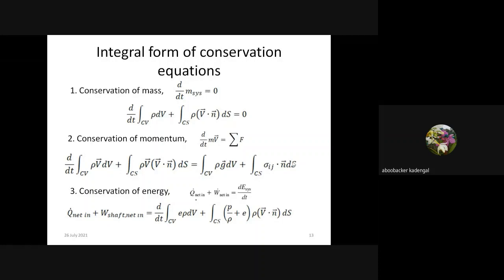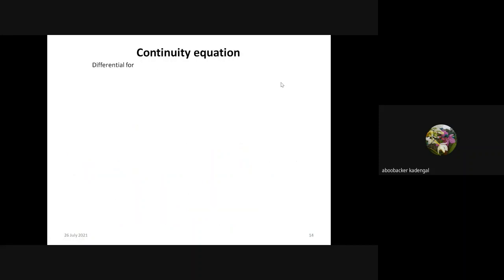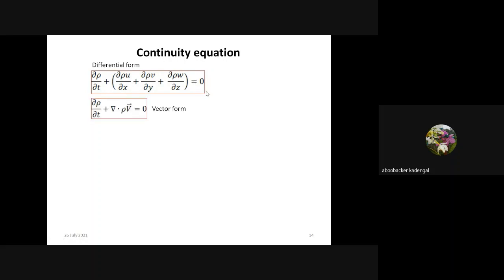If you bring in many assumptions, steady, etc., this becomes rho1 V1 A1, or rho is equal to rho1, and those forms of equations will be available from this. The continuity equation, for conservation of mass, in differential form, will be like this: the partial derivative of density with respect to time, plus this term, is equal to 0. In vector or compact form, this is written as the partial derivative with respect to t of rho plus del dot rho V is equal to 0, using the del operator.